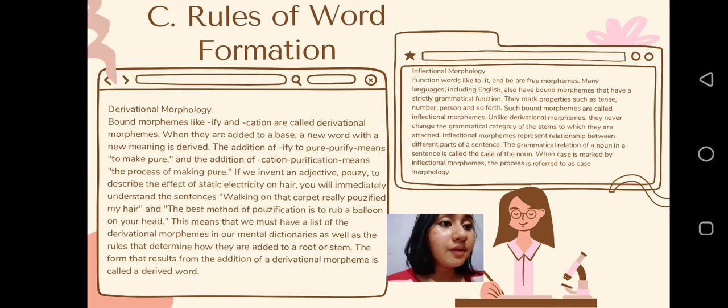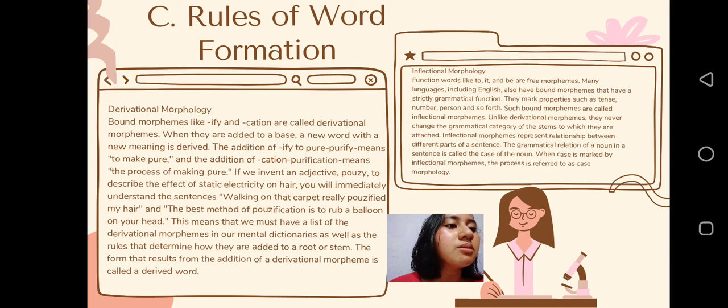And then inflectional morphology. Function words like to, it, and be are free morphemes. Many languages, including English, also have bound morphemes that have a strictly grammatical function. They mark properties such as tense, number, person, and so forth. Such bound morphemes are called inflectional morphemes. Unlike derivational morphemes, they never change the grammatical category of the stems to which they are attached.